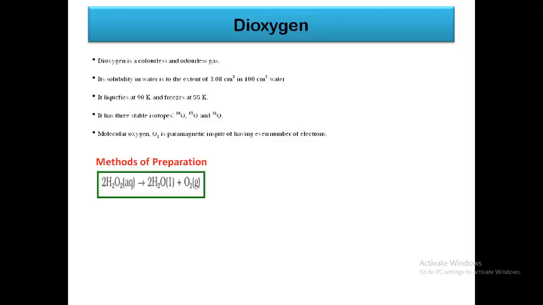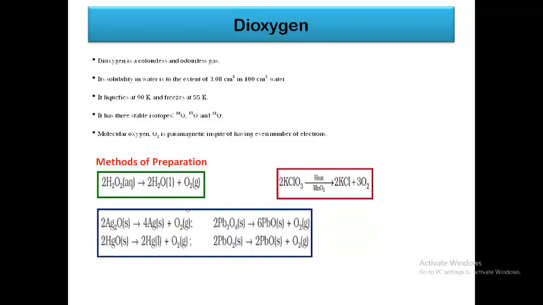Methods of preparation. Oxygen can be easily obtained from hydrogen peroxide. When the hydrogen peroxide solution is just kept open, it can easily give oxygen and water. Thermal decomposition of potassium chlorate in the presence of manganese dioxide catalyst gives potassium chloride and oxygen gas. Similarly, oxides of metals like silver, mercury, lead can also produce oxygen gas. Oxygen can also be obtained by electrolysis of water by passing electricity through the water. Industrially, dioxygen is obtained from air.